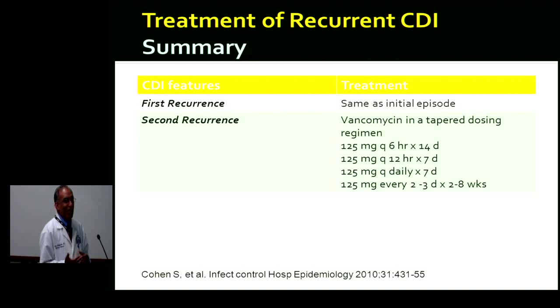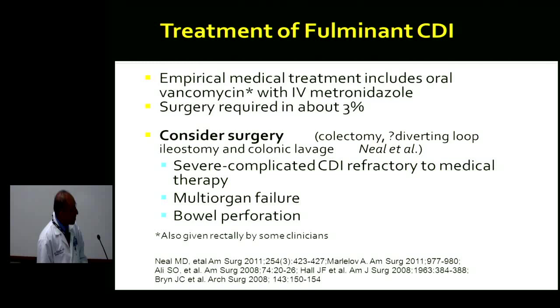The taper is indicated because the spores that survive regerminate after a couple of weeks, and you can then eliminate the regerminated spores because there's still some vancomycin in the system. It's very limited, this data. It hasn't been studied in any sort of randomized fashion. Fulminant C. diff, the only role here, this would be a patient who is refractory. This happens in about 3% of these cases, may end up requiring some form of surgery.